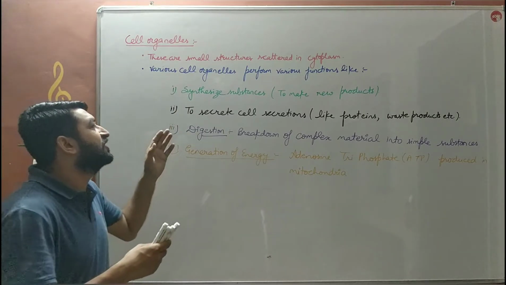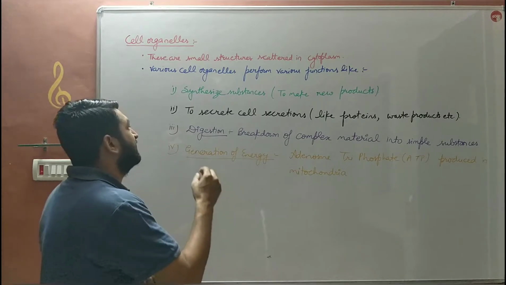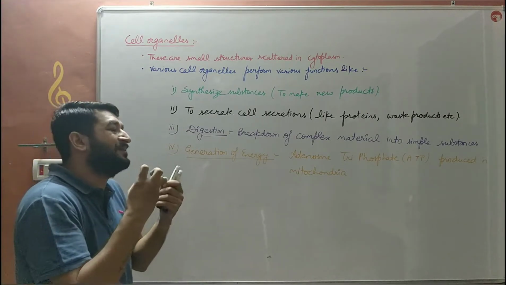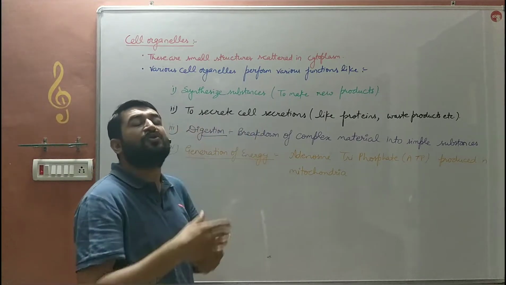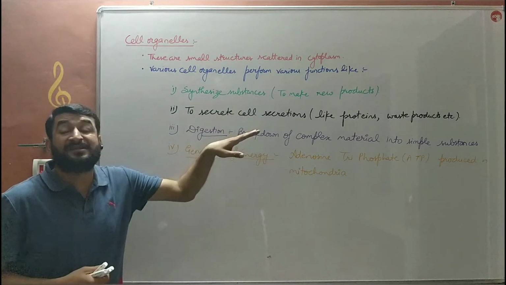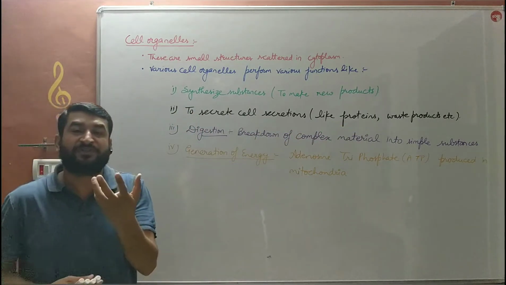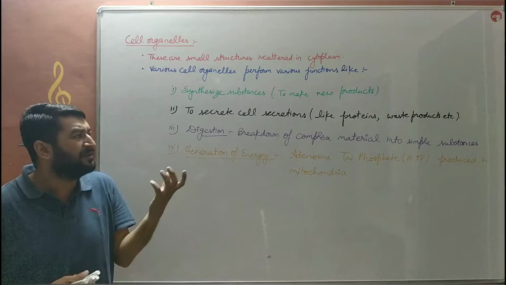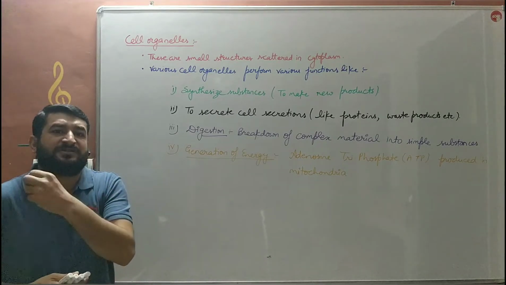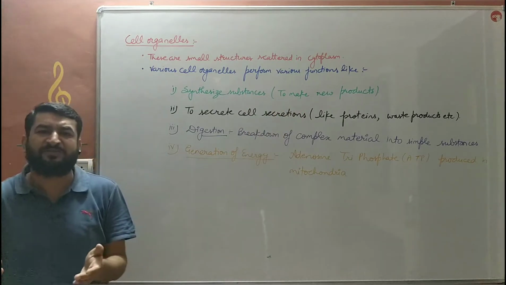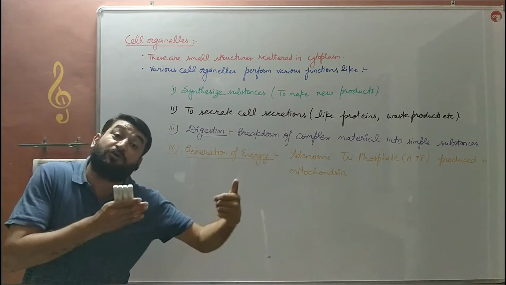Second is to secrete cell secretions. Secrete means to release. Secretions means any material that goes outside. So they secrete cell secretions, like they secrete proteins out of the cell. Which organelle does that? Golgi apparatus secretes the protein which needs to be outside of the cell. Certain proteins which are formed in the cell must go out of the cell.